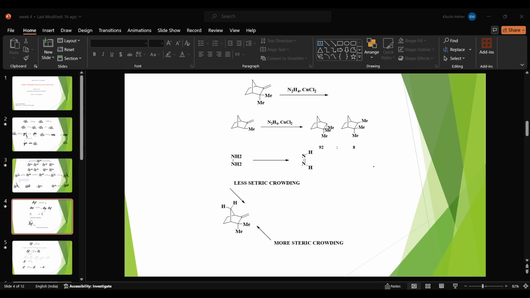And after that, what will happen? If you do hydrolysis, then only the oxygen-boron bond will break. If you don't do any hydrolysis, then your reaction will stay as it is.